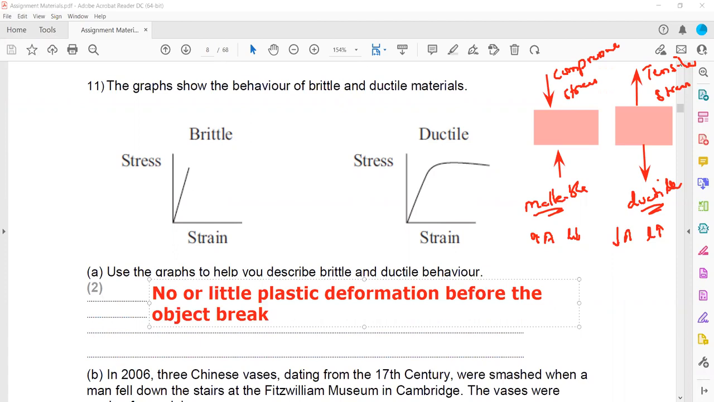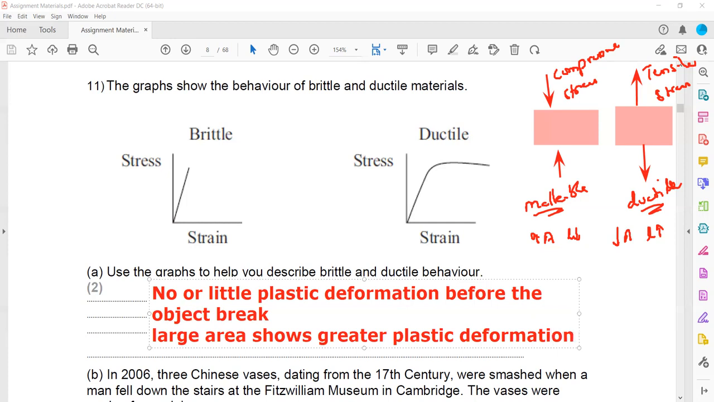So a large area in the graph shows, for a ductile material, a large area under the graph will show greater plastic deformation. And because it's a ductile material, you have to mention that it undergoes this under tensile stress. Is this one clear? Yes, clear.